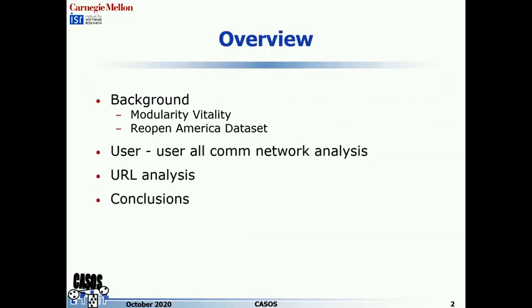First, let's start with the overview of the presentation. I will introduce the notion of modularity vitality and the Reopen America dataset in the background, basically the method we use and the dataset we use for this analysis. Then we will apply this modularity vitality to the user-user communication networks, as well as for the URL analysis of the tweets. And in the end, I'll give conclusions to the whole paper.